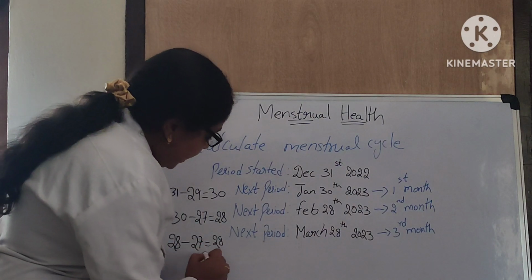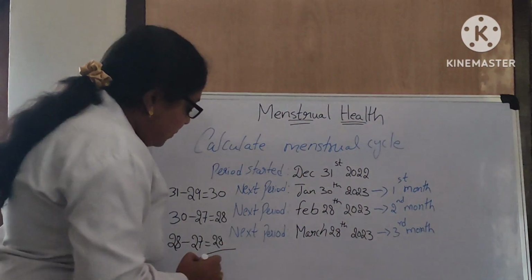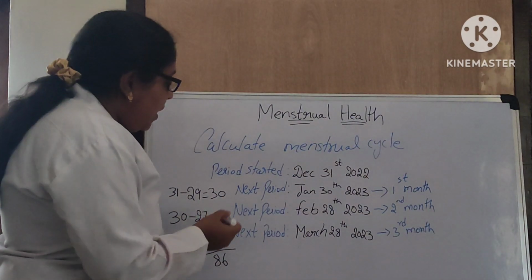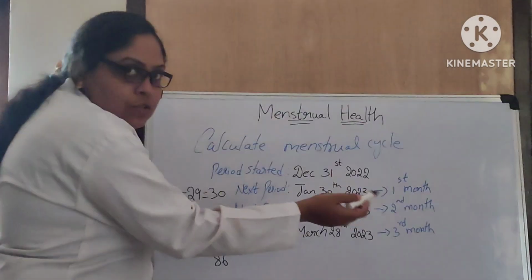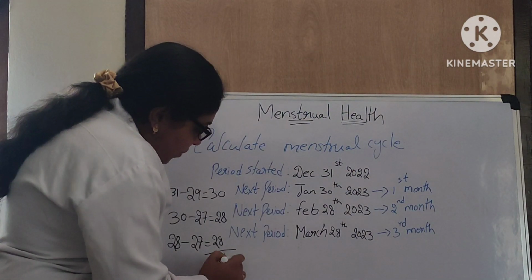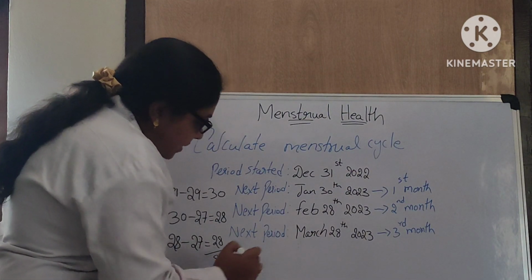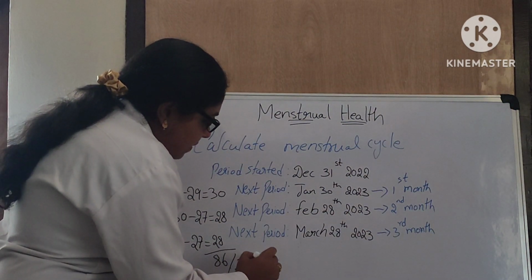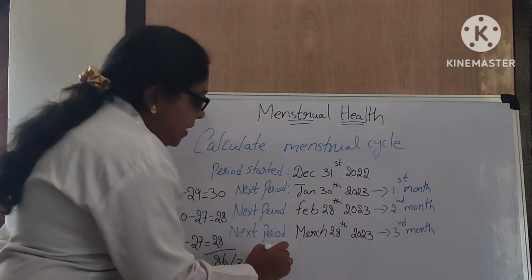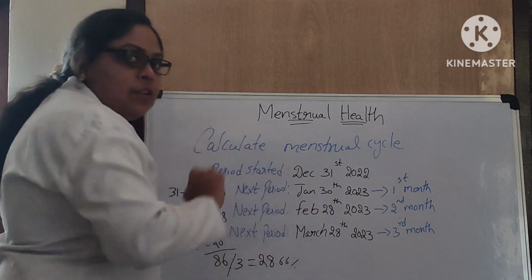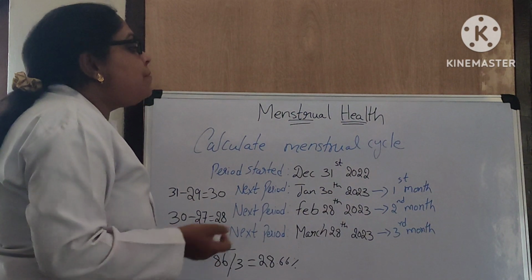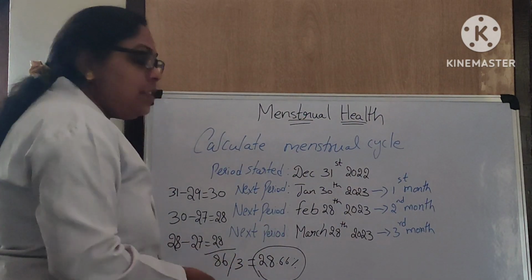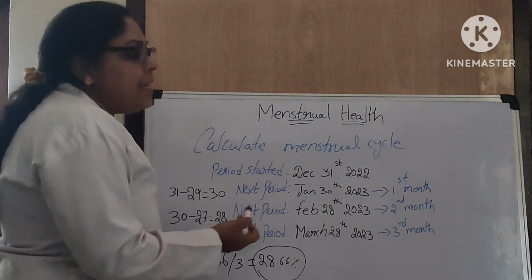So what do you have to do next? You have to add the 3 values. What is the total? That is 86. Here you have taken 3 months, so you divide by 3. 86 divided by 3, what will be the average? That will be around 28.66. So you can say the average menstrual cycle for this woman is 28 days. Like this, you have to calculate the menstrual cycle.